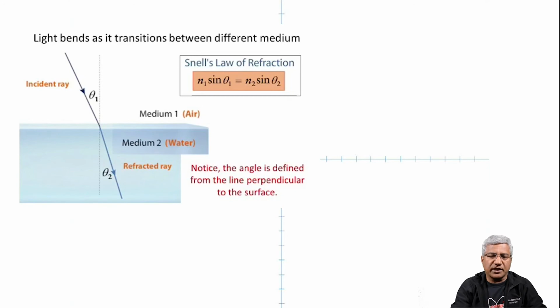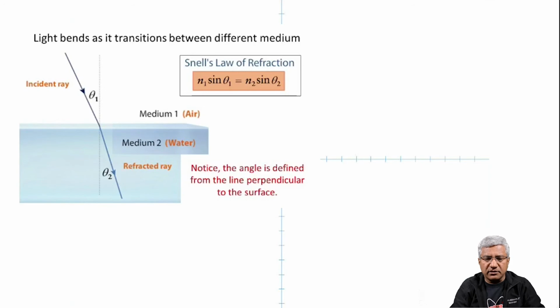So you see that when light travels from one material into another, it bends. The bending could be either towards the perpendicular or away. In this case, it's towards because it's going from a less dense to a more dense medium. So keep that in mind.